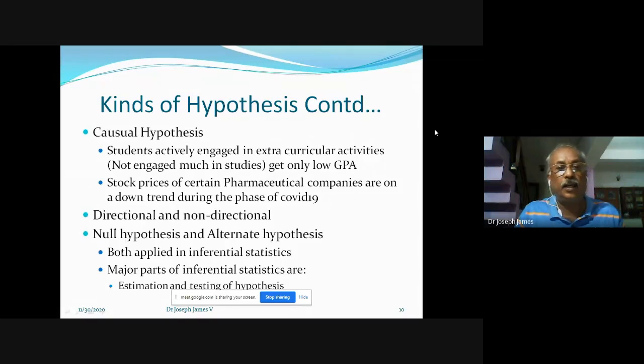Then the most important classification is null hypothesis and alternate hypothesis.